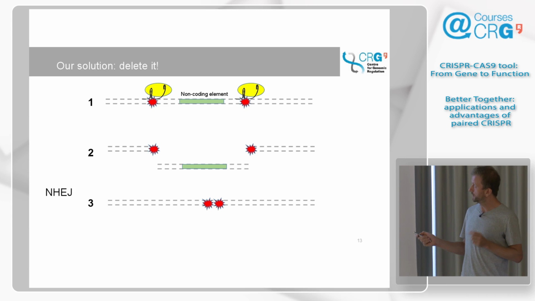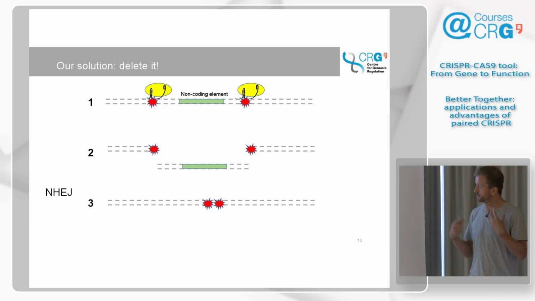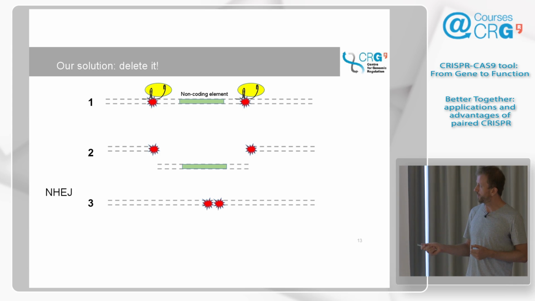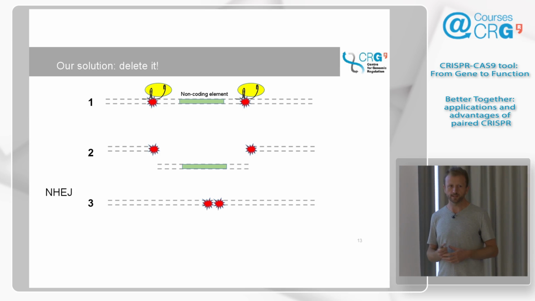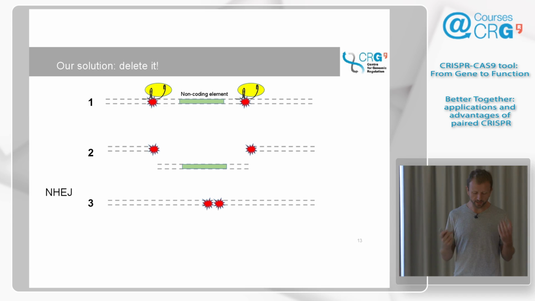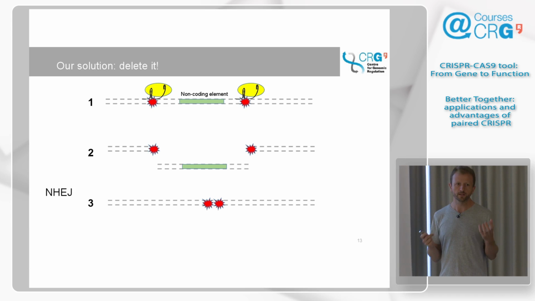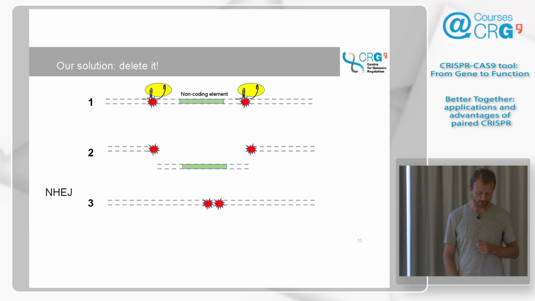And then if you're lucky, you get your double-stranded breaks simultaneously, and then the cell will repair the break using the non-homologous end joining pathway, and you have essentially deleted the target element. Okay, so it's extremely simple. The only difference is you're designing two guide RNAs flanking your target element.